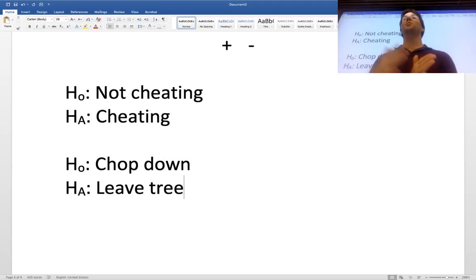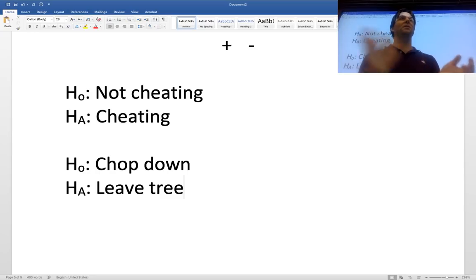But in a type 1 error, you find out your mistake because the tree's probably going to fall. It's probably just going to get worse, and you're going to eventually be like, okay, we need to chop it down. So the tree is dying, and you should chop it down.